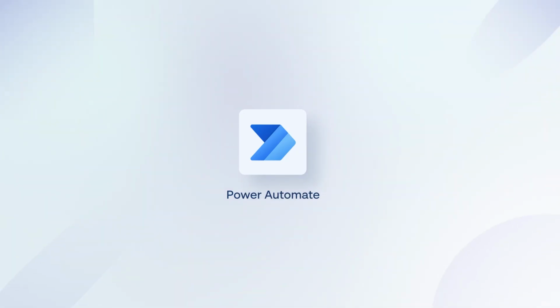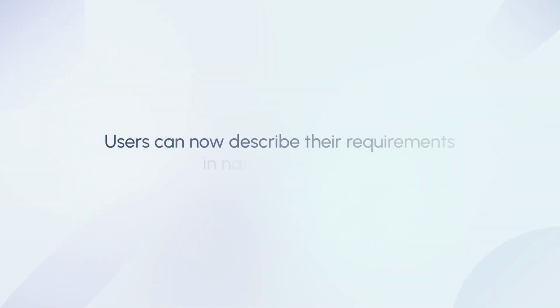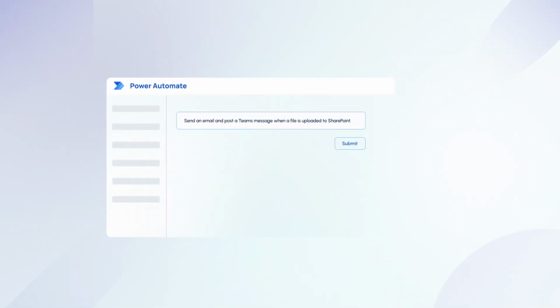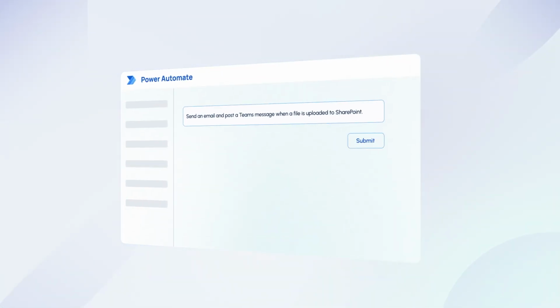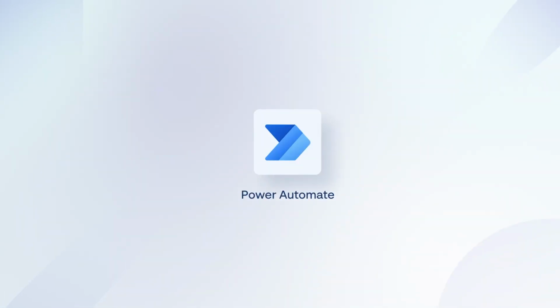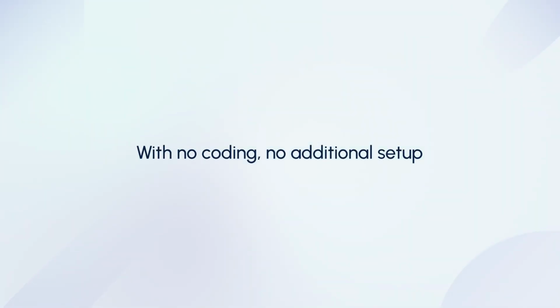Generative actions in Microsoft Power Automate address this challenge directly. Instead of manually building flows, users can now describe their requirements in natural language. For example, send an email and post a Teams message when a file is uploaded to SharePoint. Power Automate interprets the input and generates a complete, ready-to-use workflow with no coding, no additional setup.